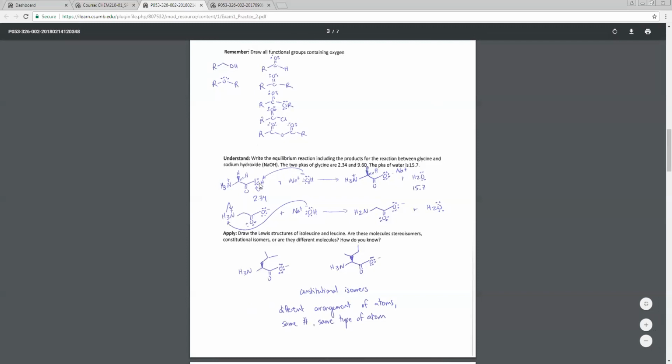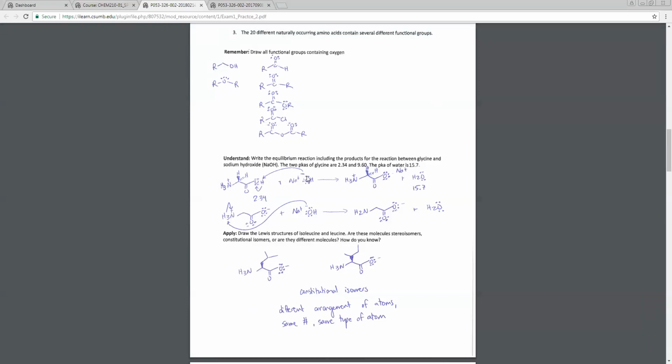Equilibrium reaction, remember there's 2 pKa's. The most acidic proton is the proton on the carboxylic acid of glycine. So the base, sodium hydroxide, is going to abstract that proton, and kick the electrons onto the oxygen. That gives it a negative charge. But sodium hydroxide can also deprotonate the ammonium group, in which case you would generate this structure and water as well.